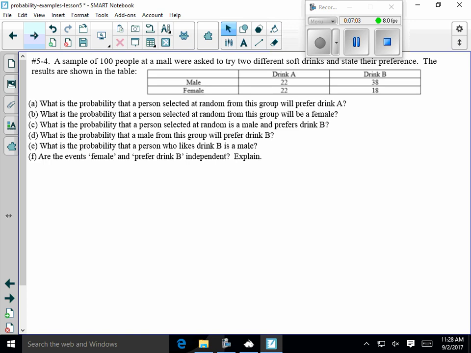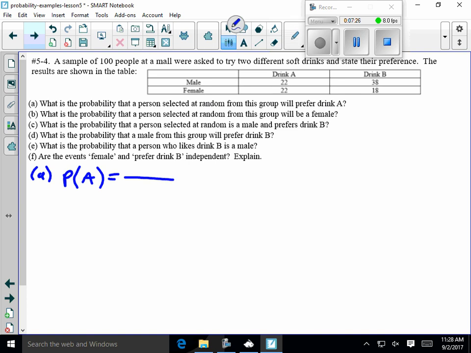Okay, so this has to do with finding different areas of the table, and mainly it has to do with recognizing which things are simple probabilities and which ones are probabilities that are compound events. So the first one, I could state it this way, it's just finding the probability that somebody prefers drink A. Okay, so that's a simple probability, which means we're talking about the entire table.